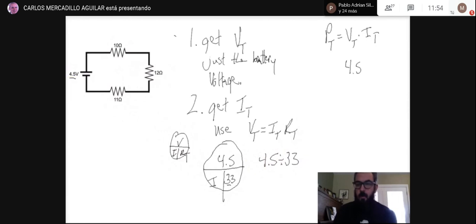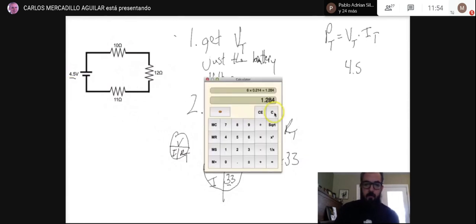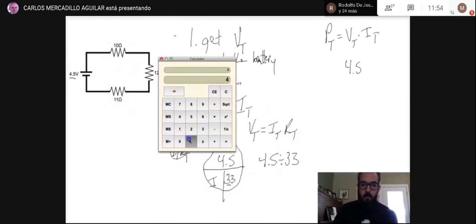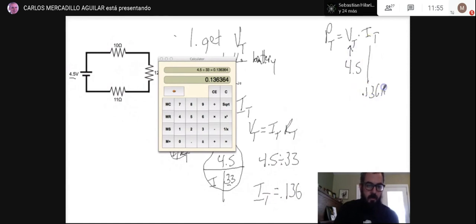Let me pull out our calculator, clear that out. And we got 4.5 divided by 33. So I total is going to equal 0.136. Okay? So now that we got voltage total and we got current total, which is 0.136, and that's going to be amps, right? Amps here.